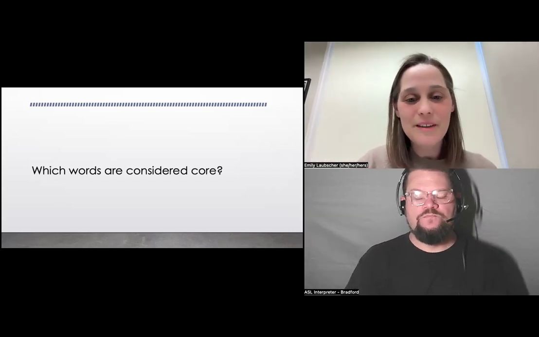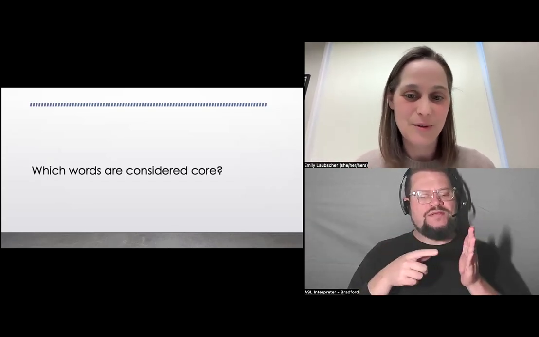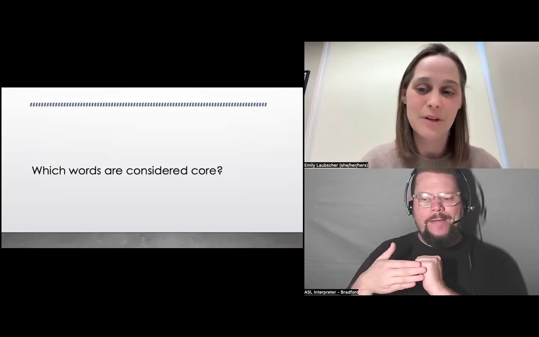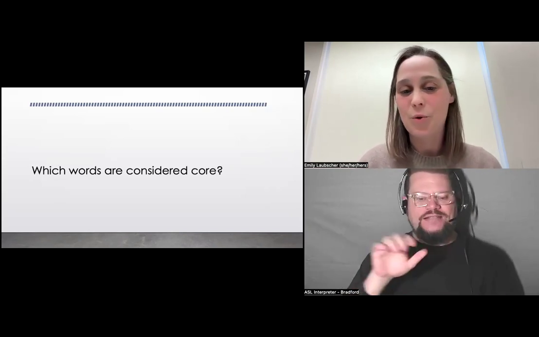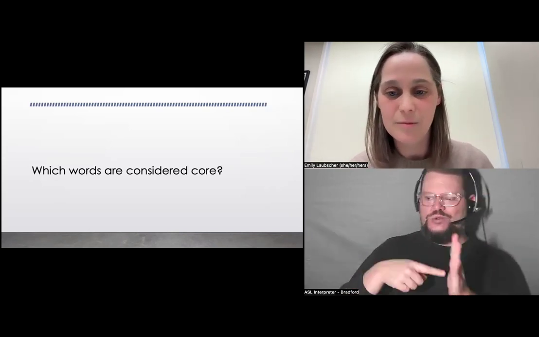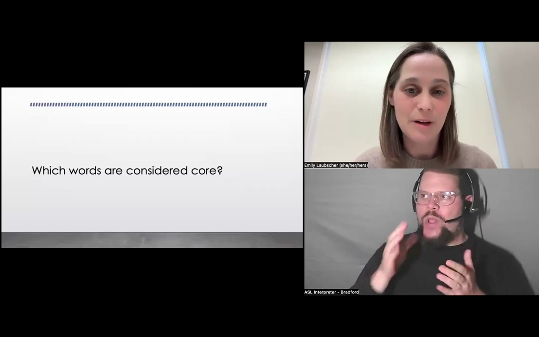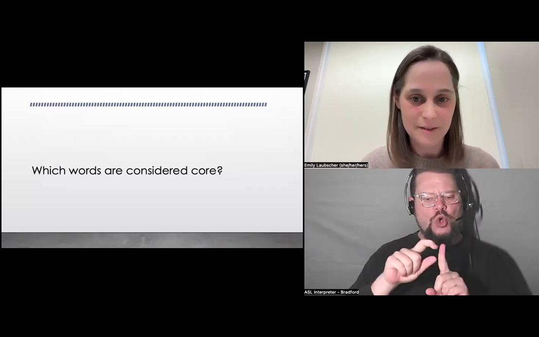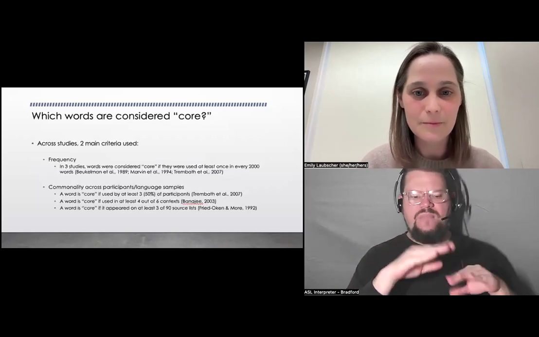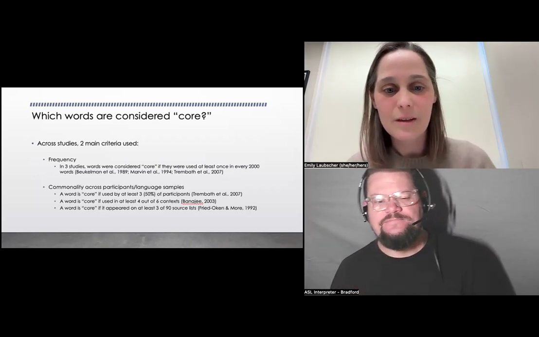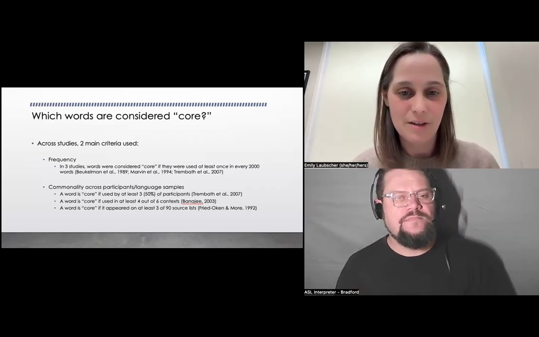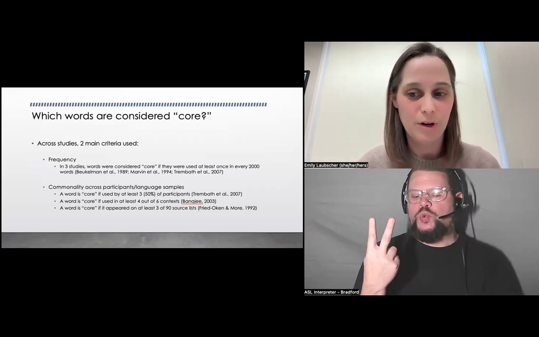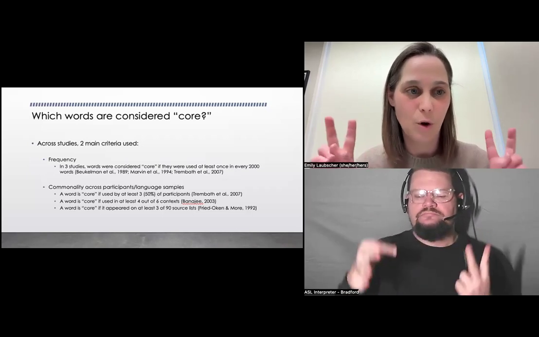Okay, so we're seeing that maybe the methods used to identify lists of core words to inform vocabulary selection for AAC users result in lists that maybe don't fully reflect the types of words that beginning communicators might want and need to use, but we still need to ask, what are the actual words that end up on these lists? So, in the 5 studies of young children that I reviewed, the authors used 2 main criteria to determine which words from their language samples got to be considered core.